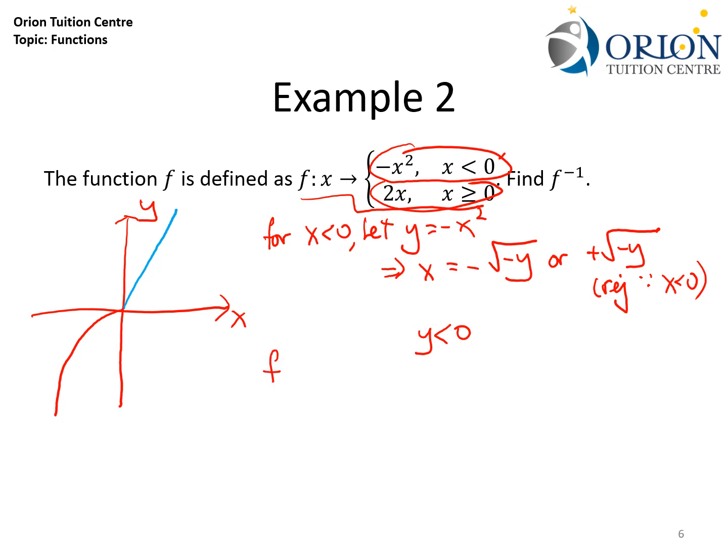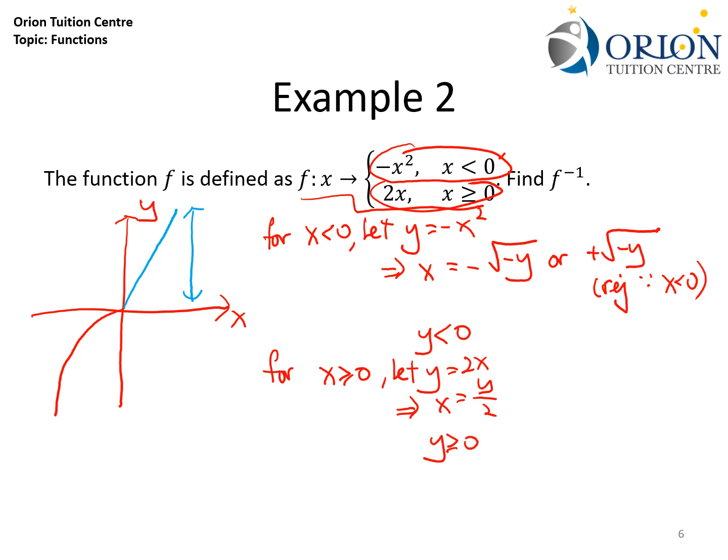Next, for x greater than or equals to 0, we let y equals to 2x. And this gives us x equals to y over 2. And for the domain of f inverse for this component, it will be the range of this portion over here, which therefore means that y must be more than or equals to 0.